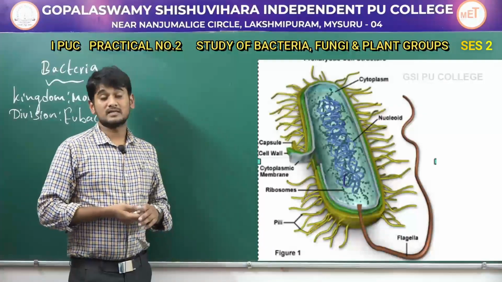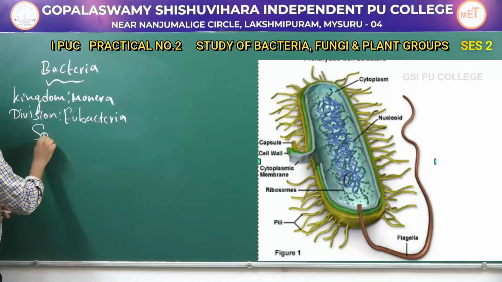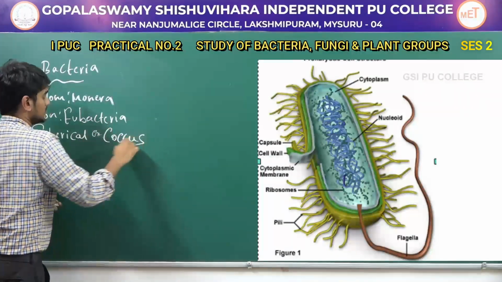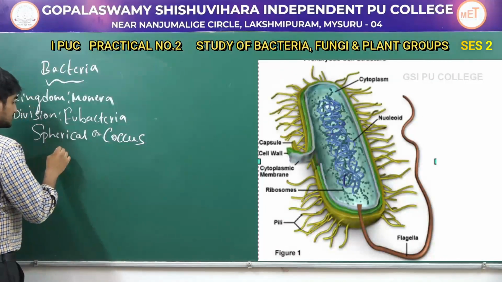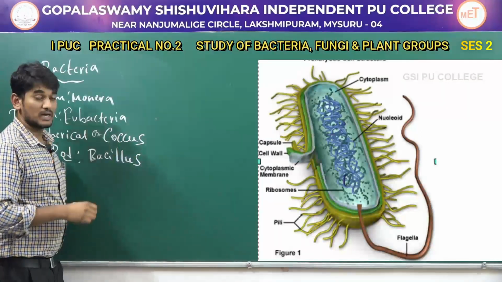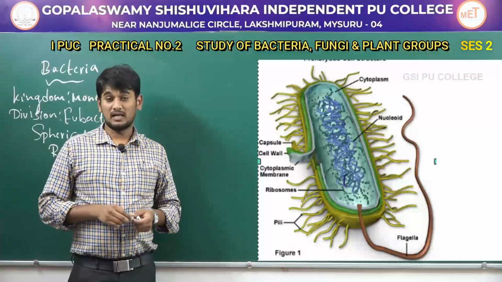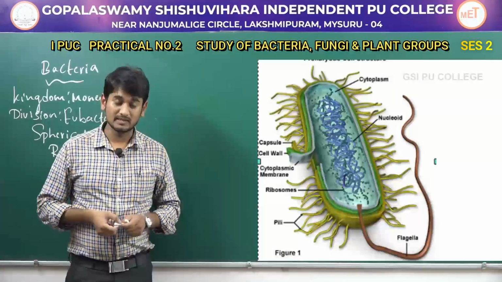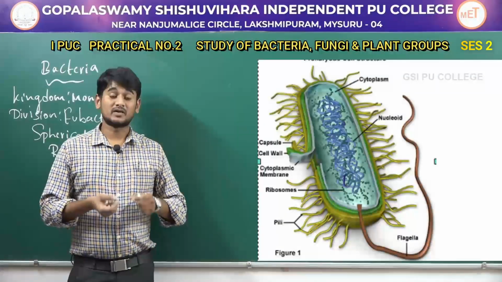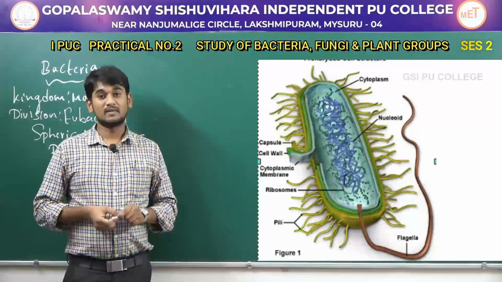Bacteria exhibit different shapes. Example, spherical shape, for example coccus, and rod shaped, for example bacillus. So the bacteria is unicellular and has a cell wall but lacks membrane bound cell organelles, has flagella and cilia for movement, and exhibits different shapes like spherical, example coccus, and rod shaped, example bacillus.